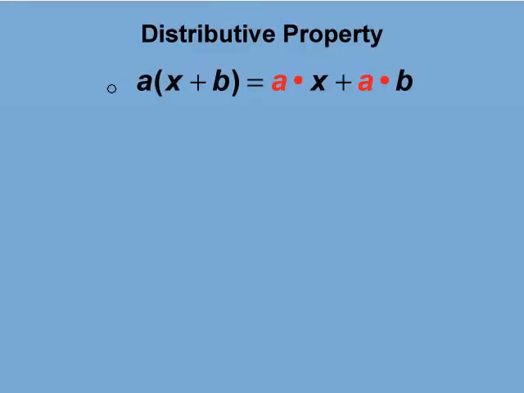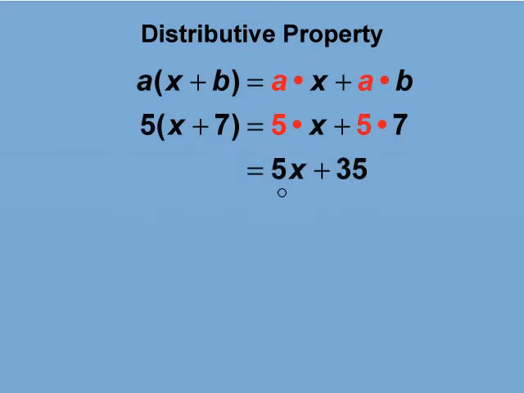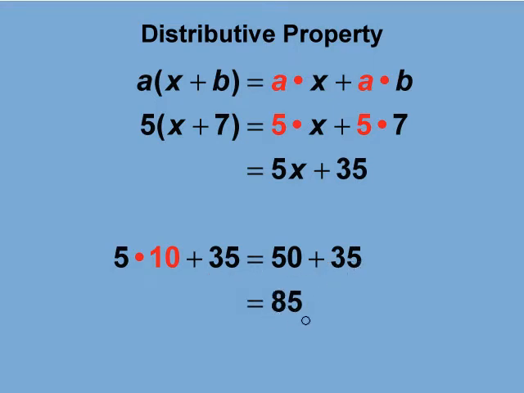Using the distributive property with an expression of this form has the a term distributed to each of the terms in the variable expression. So we take 5 and distribute it to the x and the 7, as shown here. The result is 5x plus 35. We evaluate the expression for x equal 10, as shown here. We get 50 plus 35, which is equal to 85.